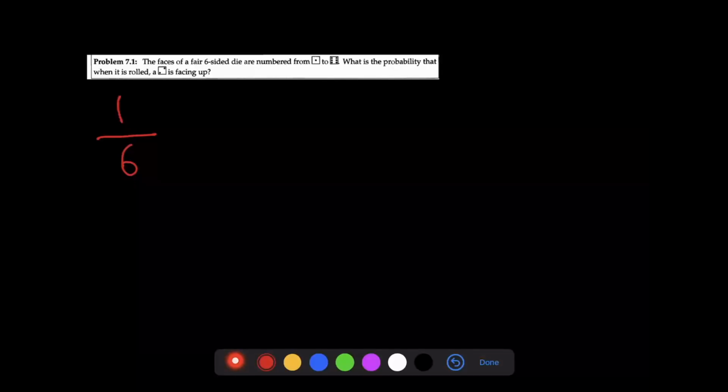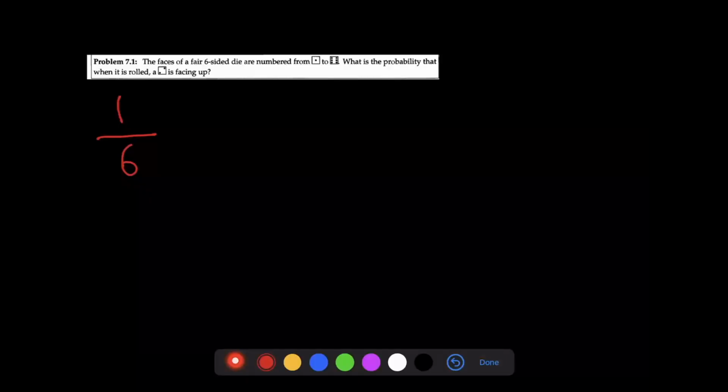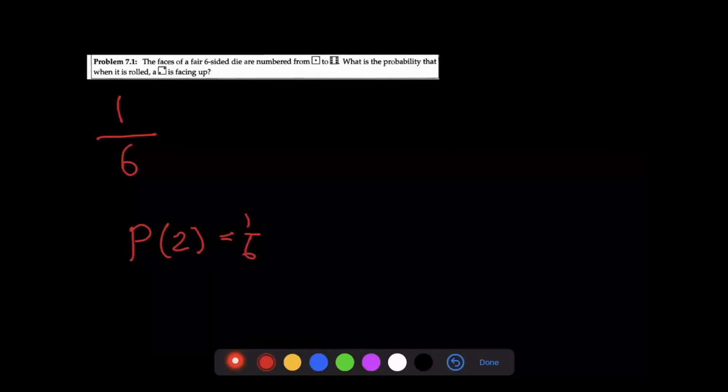The way we can interpret this is if you were to roll our die many times, we would expect about 1/6 of our rolls to come up 2. We might write this as P of 2 is equal to 1/6, which is saying the probability of a 2 is 1/6.